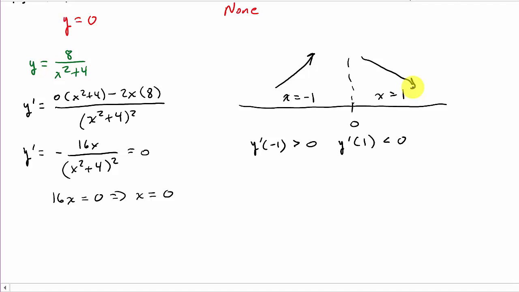Okay? All right. So I've got decreasing from 0 to infinity, and I've got increasing from -infinity to... I'm sorry, not -1. How about 0? That number. All right. So there's my increasing and decreasing.